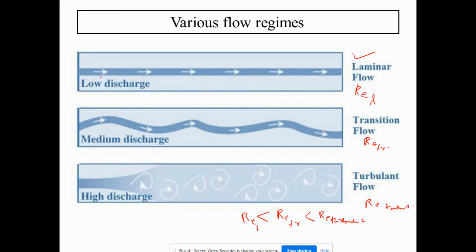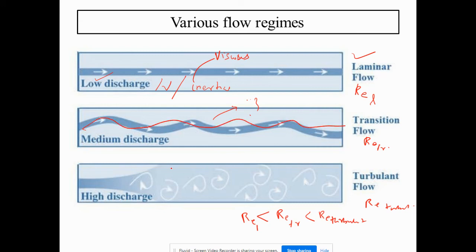And we can see that low discharge or low velocity also indicates low inertial force. So in this case, what is the dominating force? Viscous force. In the transition case, it is a play between inertial and viscous force. It is more or less going forward and back. That's why you have a wavy motion, something like this.